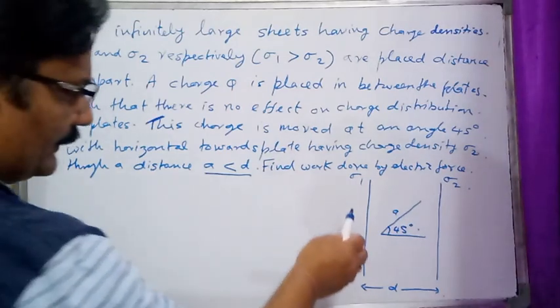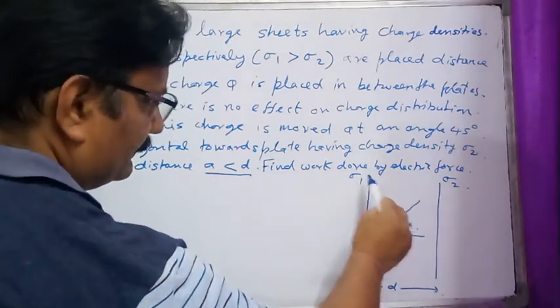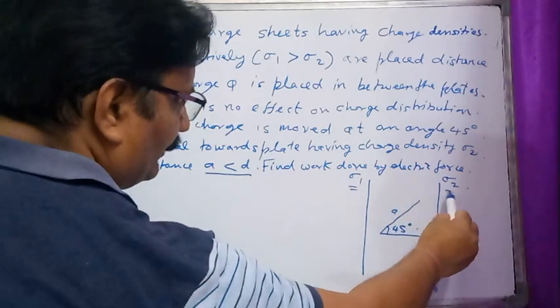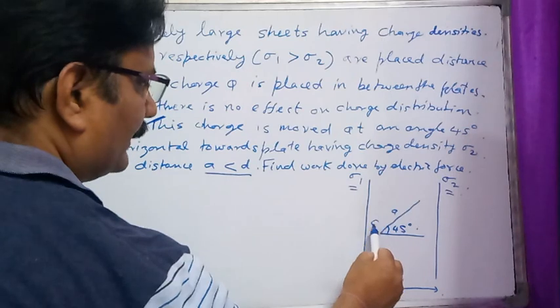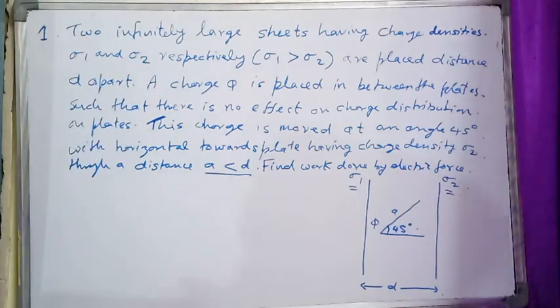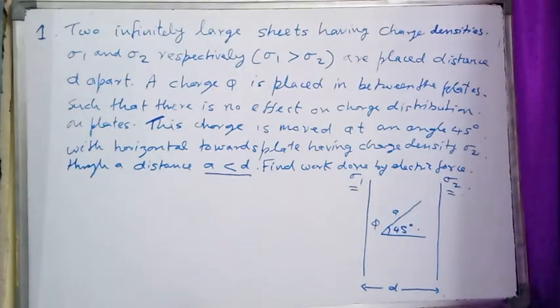Now in the figure you can see these two are the plates having charge density sigma 1 and sigma 2. Charge q is placed here in between the plates. So first of all, using Gauss theorem you have to calculate what is the force acting on the charge placed between the plates. To find the value of force, we need to calculate what is the net value of electric field in the space in between the charged plates.